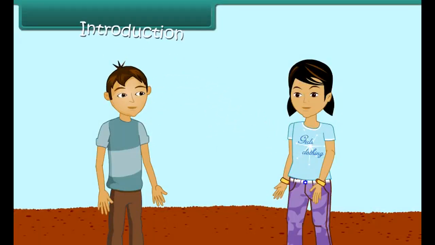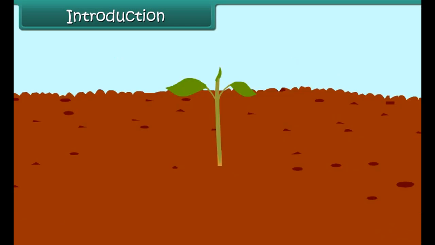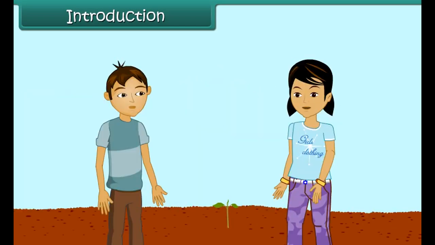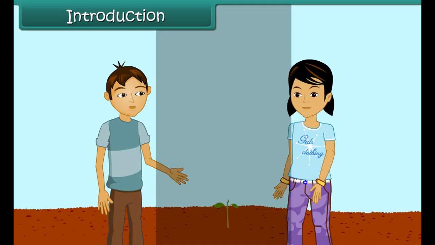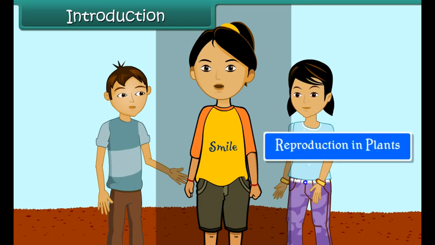Look, Ruchika, there is a new plant arising in the soil. Yes, there are only 2 small leaves coming up in the soil. Ruchika, do all the plants grow up like this only? No, Rahul, there are many other methods by which plants give rise to new plants. Children, in this lesson, we will learn about how plants reproduce.